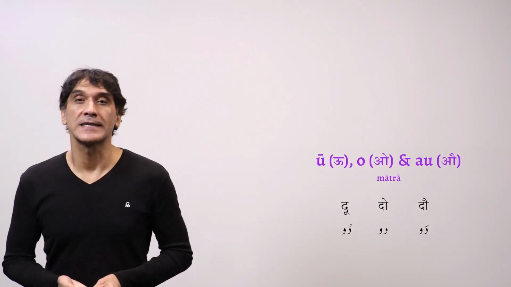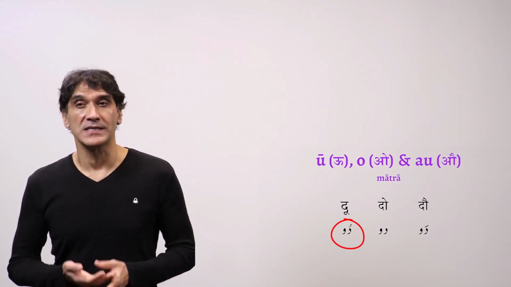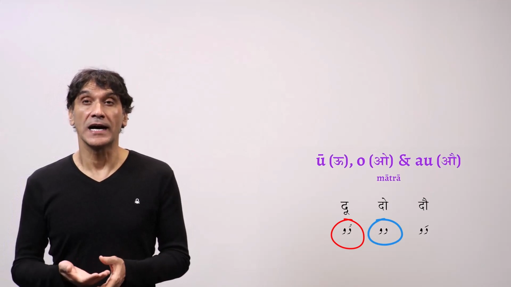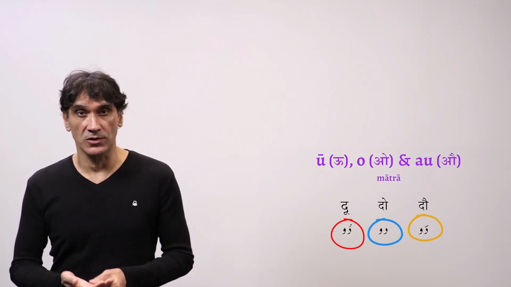And finally, let's take these matras with Dal. Since Dal is a non-connected letter, Vav will be written separately. So Du with long U will be written as Dal plus Vav and pesh on Dal. Do is written Dal plus Vav and Dau is Dal plus Vav and zabar on Dal. So you can see that Hindi long U, O and Au matras are written with Vav.